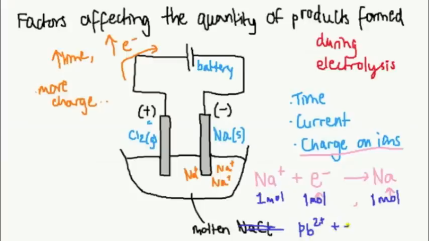1 mole of lead. So basically that would require a doubly long period of time, and if we were to keep this in the same time frame, then that is one of the factors which would affect the quantity of products discharged, as we would only get half the amount of lead in comparison to sodium if we were to conduct the experiment for the same amount of time. And in terms of amount, we're talking about the molar amounts. And those are the three factors which affect the quantity of products formed during electrolysis.